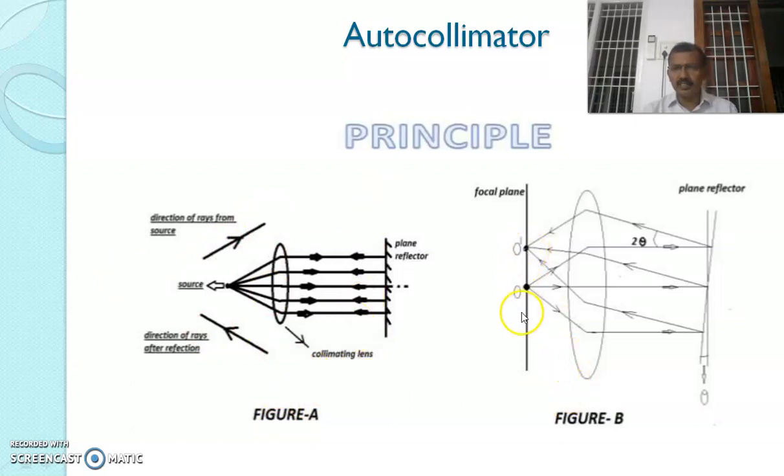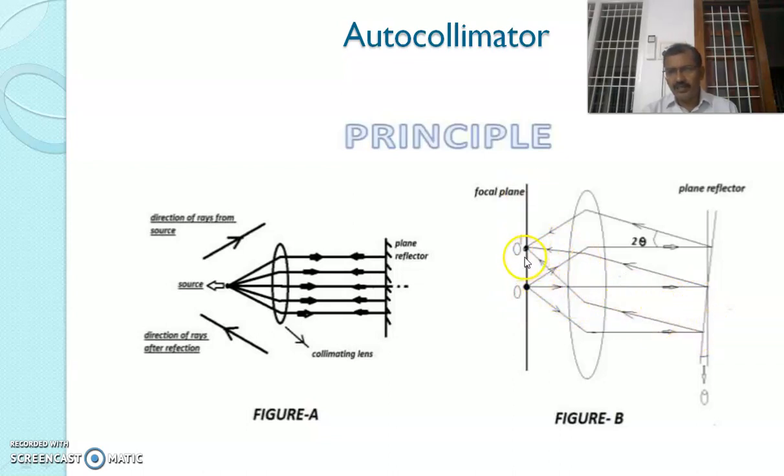Now see the second case. O is a source and this is a collimating lens. It reaches the collimating lens and the rays become parallel. If the plane reflector or workpiece is perfectly at 90 degrees, the rays reach the same place. And if it is tilted by an angle theta, it is reflected by an angle 2 theta. The vertical rays are deflected by an angle 2 theta. In the first case, if it is perfectly at 90 degrees, there is no change in position.